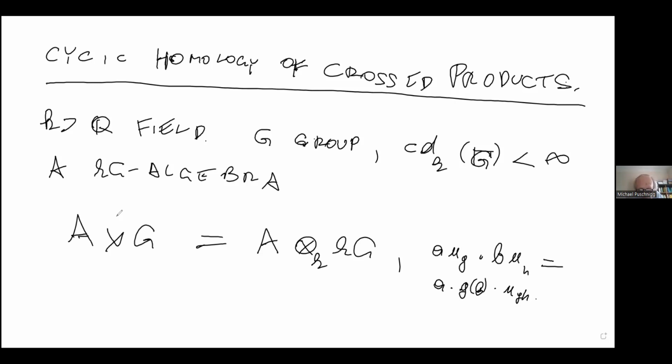Sorry, one question. When you say A is a KG algebra, what exactly do you mean? It's, so to say, a K algebra with a G action. So it's not an algebra over the group algebra. No. It's a G algebra over K. Excuse me, G algebra. Thank you very much. Okay, so that's the setup.